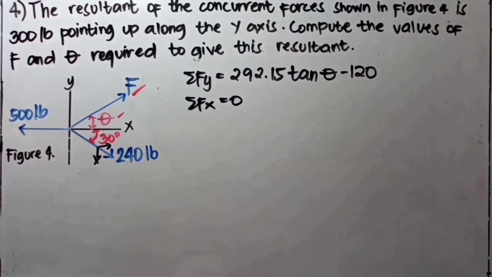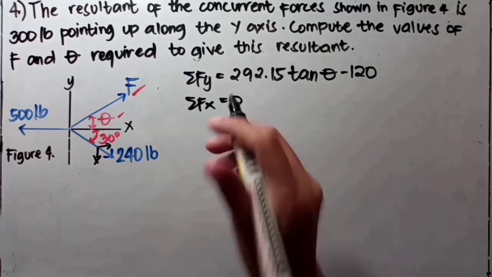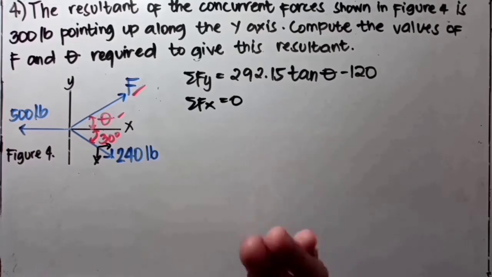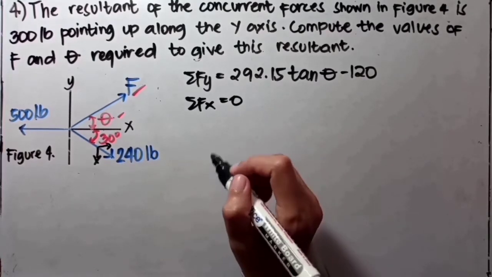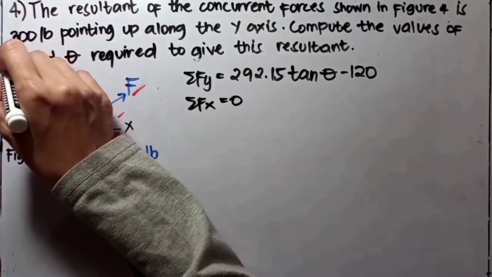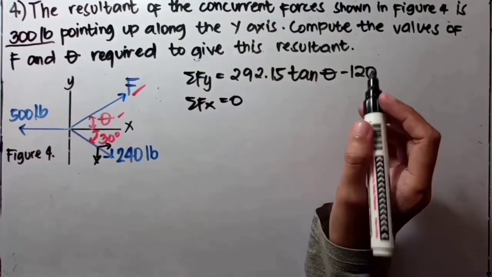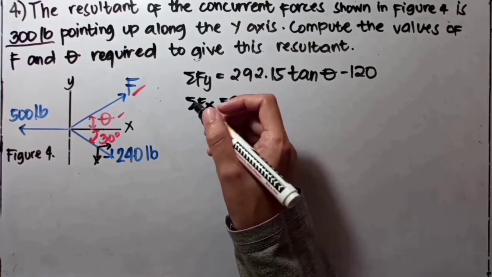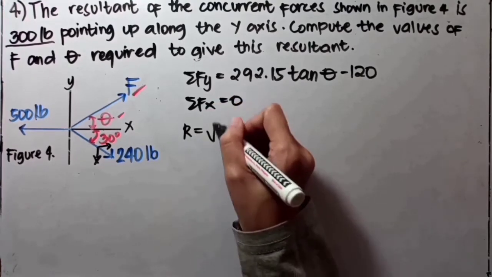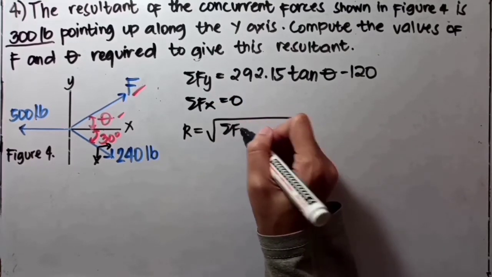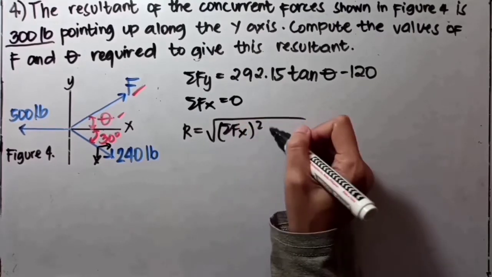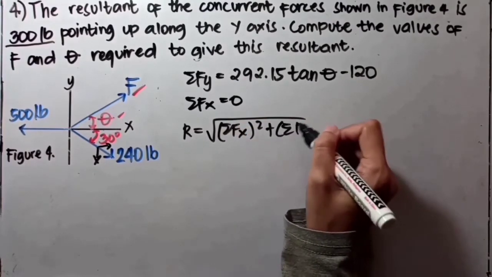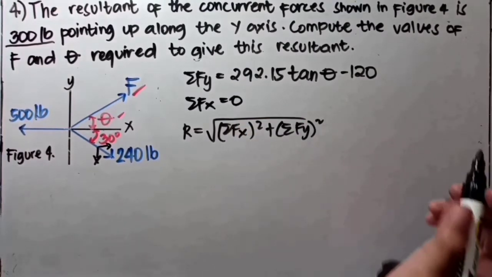Pwede na natin kunin ang value ng theta kasi gamit ang formula ng resultant. Dahil ang resultant natin ay given na, meron na tayong value ng resultant which is 300 pounds. So, gagamitin lang natin ang formula ng resultant. R is equals to the square root of summation forces x squared plus summation forces y squared.